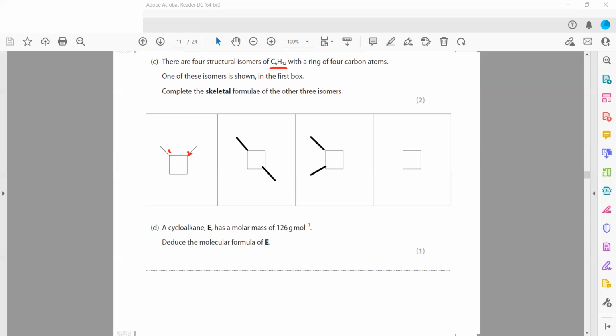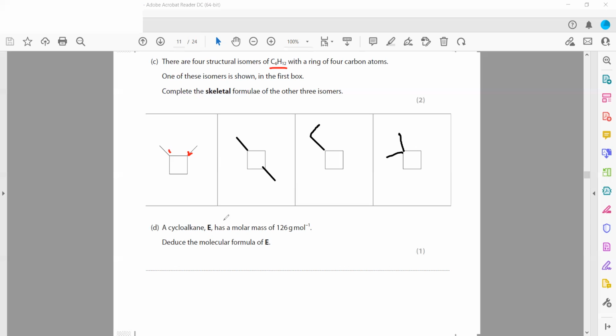If the ethyl group is attached to this, 2 carbon atoms will be there. Or maybe two branches might be attached, so this we cannot draw. This will be the same as the first one. So we will change, maybe an ethyl group is attached, or what is the other possibility? Two branches are attached to the same carbon. So these are the four different isomers of the cyclic alkane.